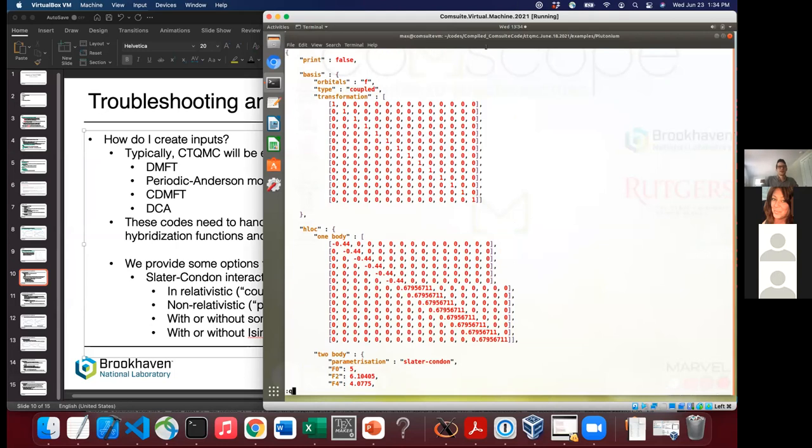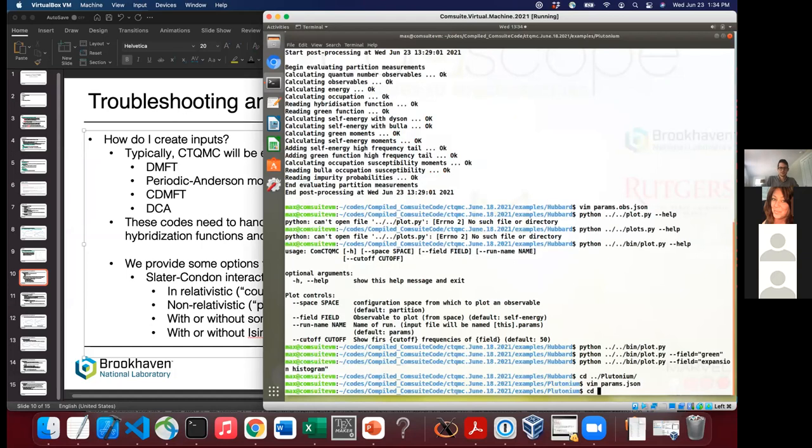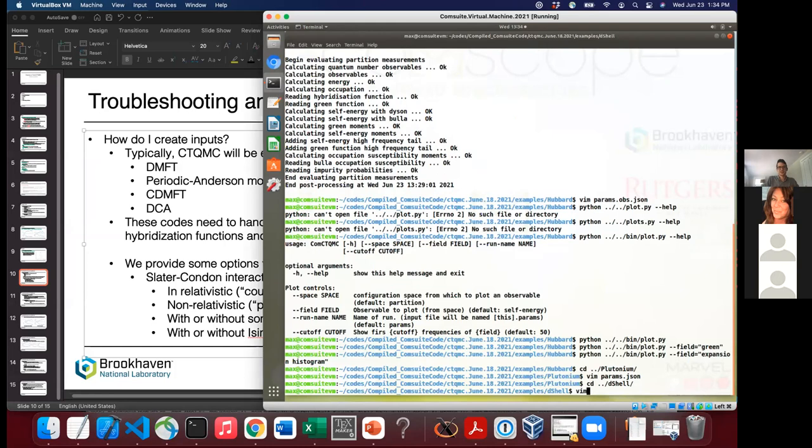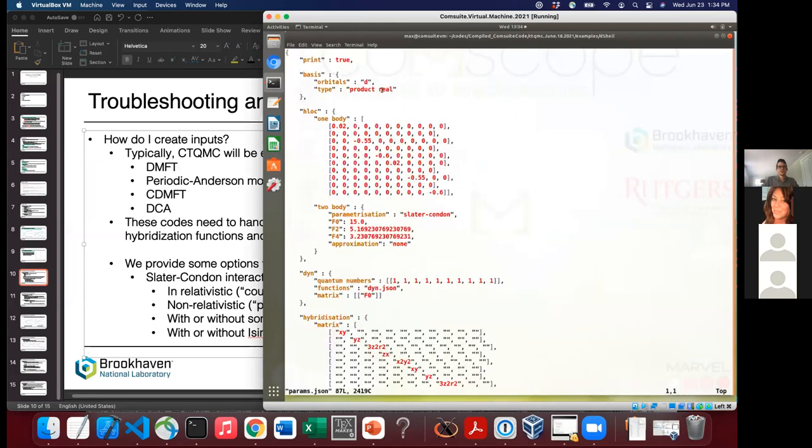And there's also a basis for D-shell materials that are not spin orbit coupled. So we can use a real product basis, which is described in our article or in the user guide, much like the coupled basis is.